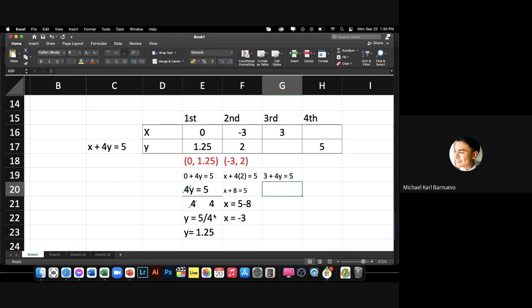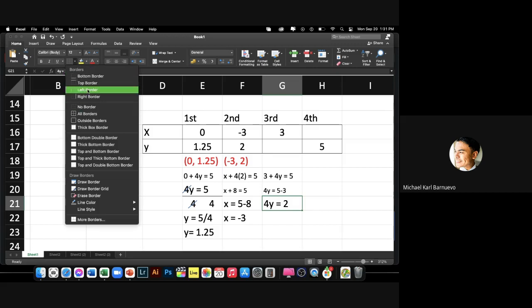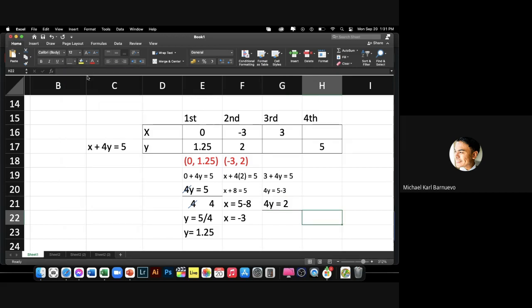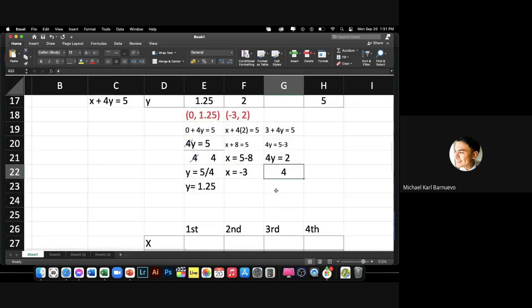Transpose. Ilipat natin sa kabila si 3. So that is 4y is equal to 5 minus 3. Ayan. So 4y natin is equal to 2. And what do we do next? We now eliminate yung 4 by dividing both sides sa 4. Okay, lagyan na natin 4 dyan. Okay, cancel. Our y is now 2/4 or 0.50.